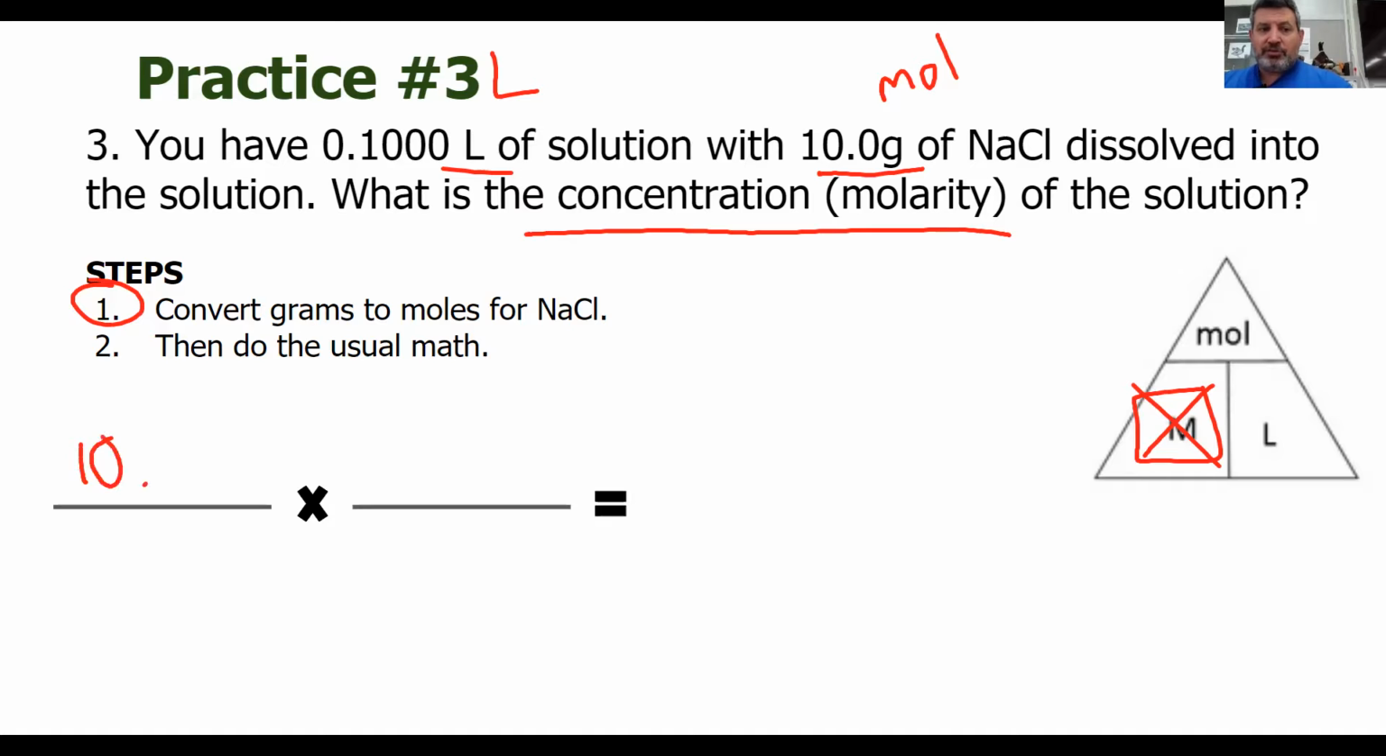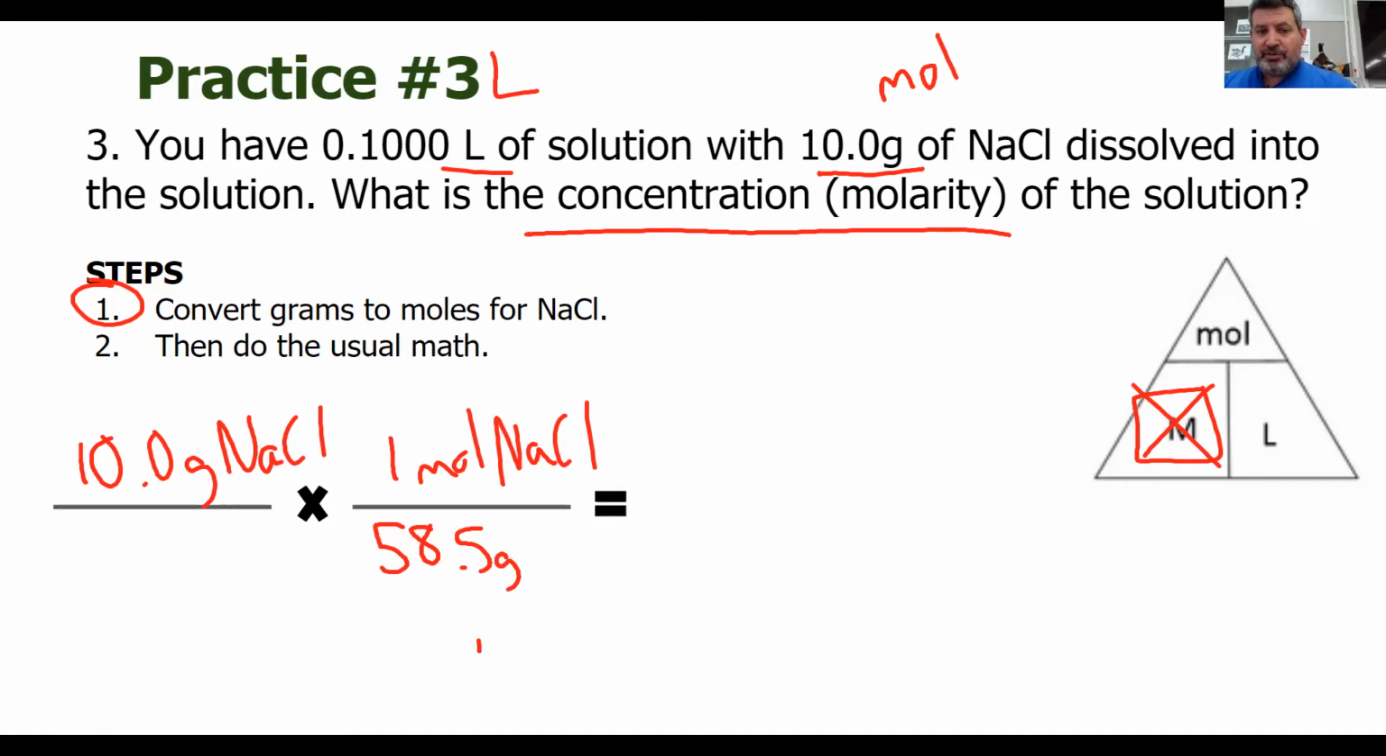So 10 grams of NaCl, 1 mole NaCl. I go to the periodic table, look up Na, look up Cl, and add them together. If you do that, you get 58.5 grams of sodium chloride. Then I do a little bit of math. I always use a calculator. You saw what happened when I didn't. It was a disaster. And I get about 0.171 moles of NaCl.